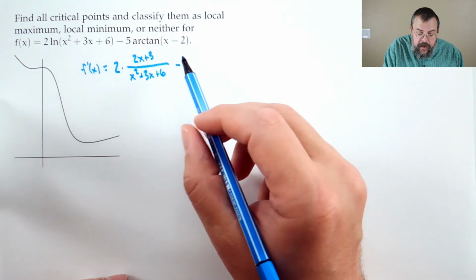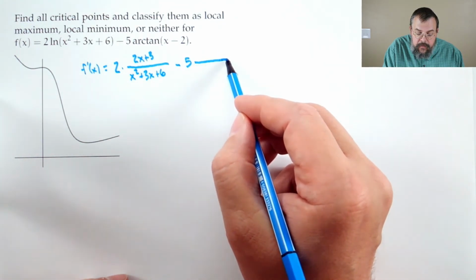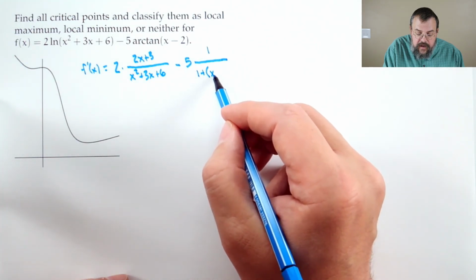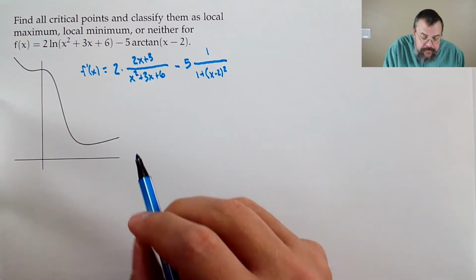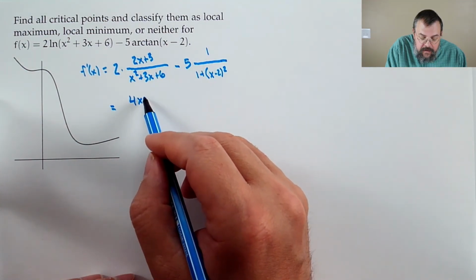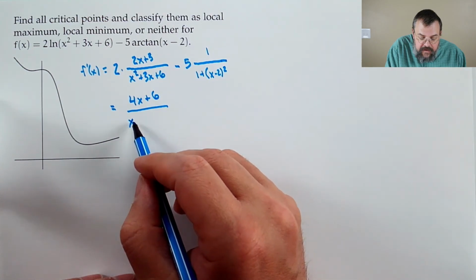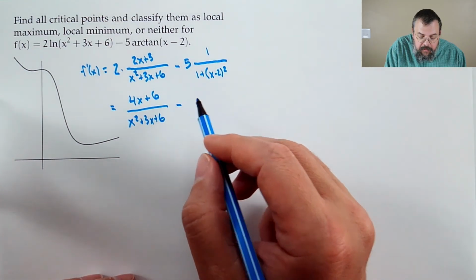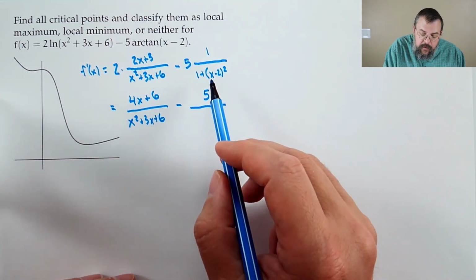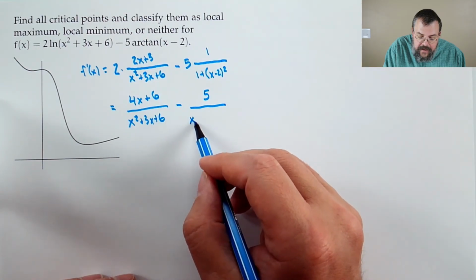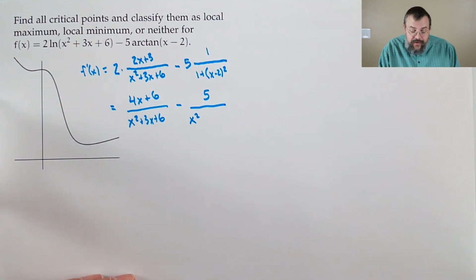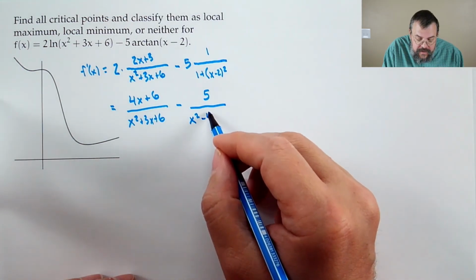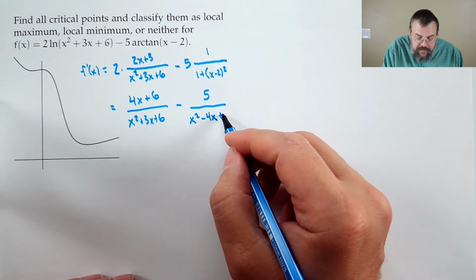minus, all right, for arctangent, 5. And we do 1 over 1 plus the inside term squared times the derivative of the inside. But in our case, x minus 2 has a derivative of 1. So we're okay. All right, well, this is really 4x plus 6, divide that by x squared plus 3x plus 6, minus, and here we have 5, and if we square that, we'll get x squared, aha, look, it's looking promising, and then x minus 2 squared, the middle term would be minus 4x. Oh my, this is not looking promising. And plus 4 plus 1 is plus 5.